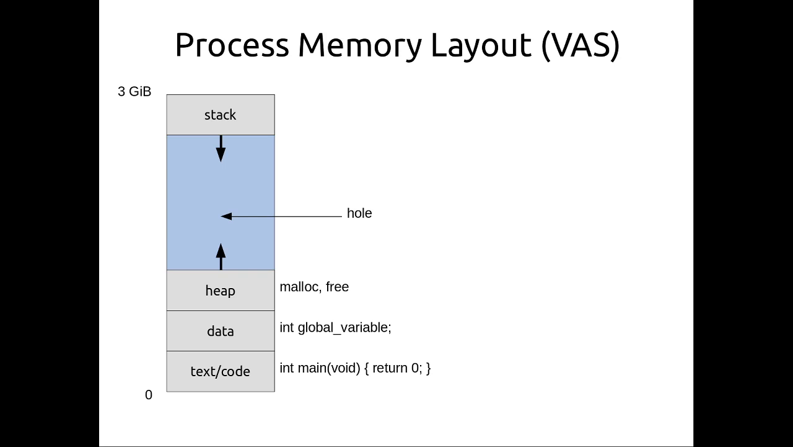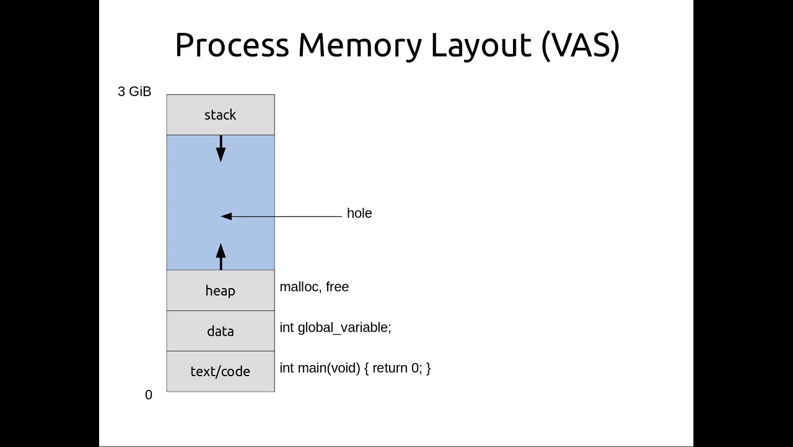Now what this implies is that malloc and free manage the heap, which is to say they need to somehow know how to expand upwards with the arrow, and they also need to understand how to manage the memory that they have actually allocated from the system.